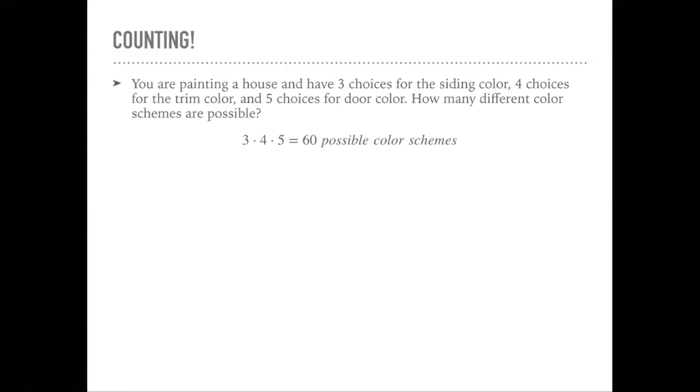Why is this useful to know? Well, maybe you're living in a city where there's a homeowners association and they're saying that you have 3 choices for your siding color, 4 choices for trim, and 5 choices for your door. And somebody's saying that's not enough options. Then you can say, well, actually, there's 60 possible color schemes. You're not going to look just like your neighbor. You can just choose a different color. So that's just one thing to keep in mind. That's a quick way of counting.